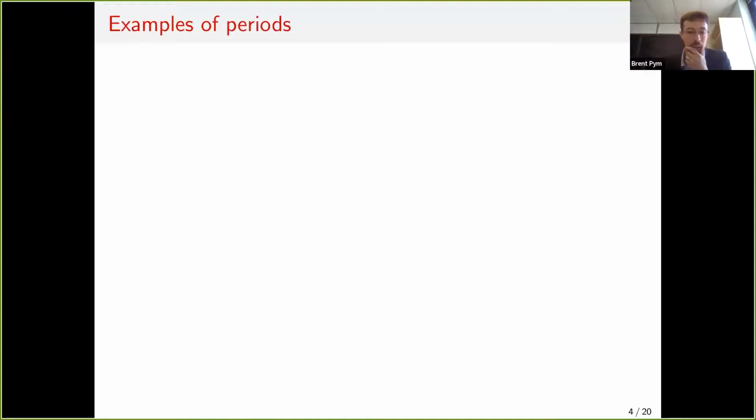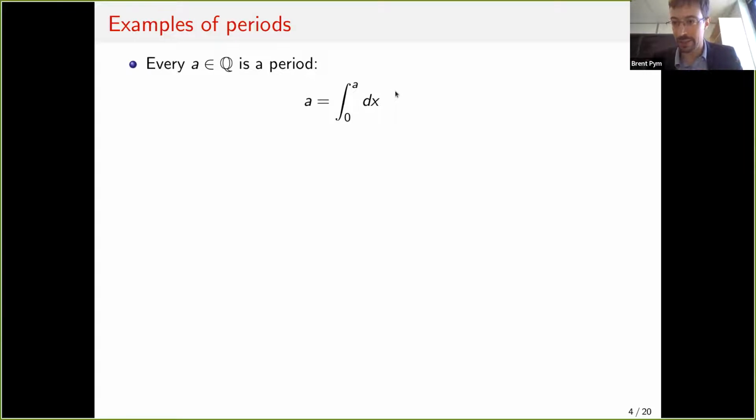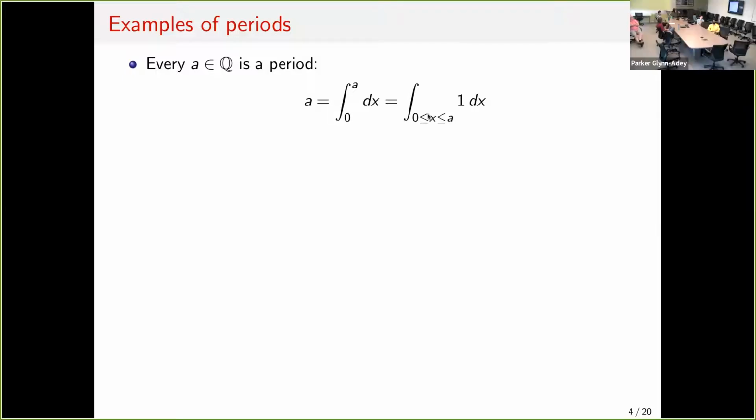Okay, so let me give some examples of periods. Every rational number is a period. Why is that? Well, the number a could be expressed as the integral from 0 to a dx. Okay, if I really wanted to write it in the form of the previous page, I'm supposed to have a rational function. That rational function is 1. So it's 1 divided by 1. And the domain of integration is x is between 0 and a. So that's a sequence of inequalities involving polynomials in x. Two of the polynomials are constant, 0 and a. The middle one is just x. Okay, so every rational number is a period.